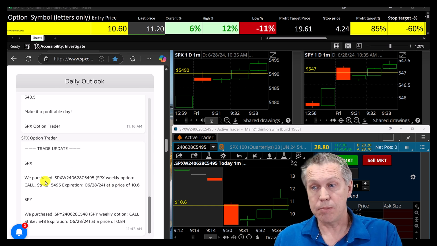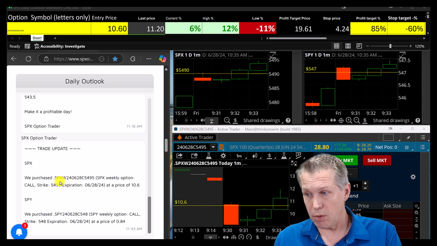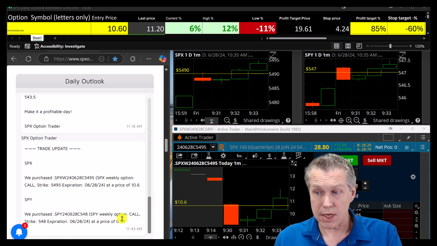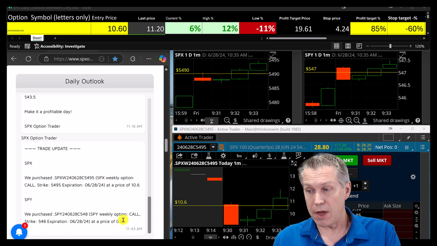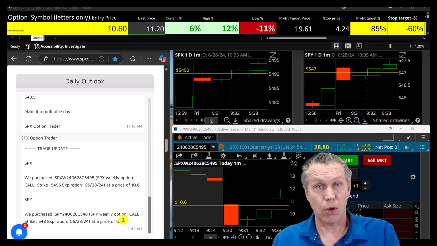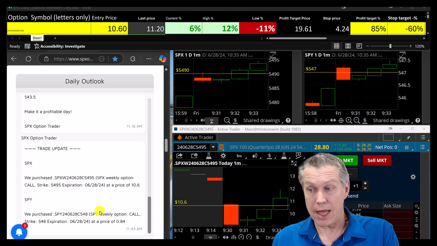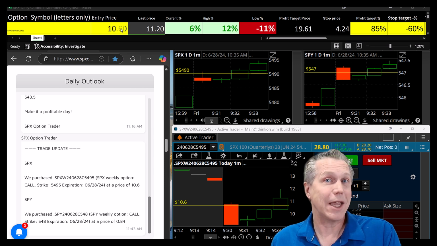You'll notice the update is we purchased the option. Notice here we purchased the option at a price of 1060 and we purchased the SPY at a price of 84. Now again, for today's purposes, we're only focusing on the SPX, and that happens to be the same price that we're tracking here in our training video.